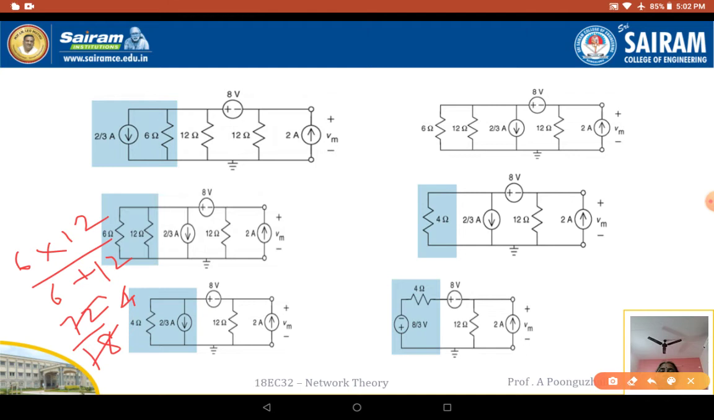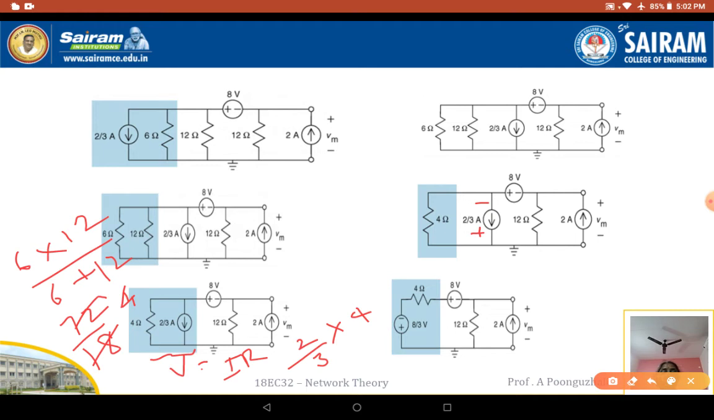So now what I can do is convert this to a voltage source. When I convert it, V is equal to I into R. I is 2 by 3, so 2 by 3 into 4 is nothing but 8 by 3 volts there. So I can have this 8 by 3 volts. The direction is downward here. That means this should be plus and this should be minus.